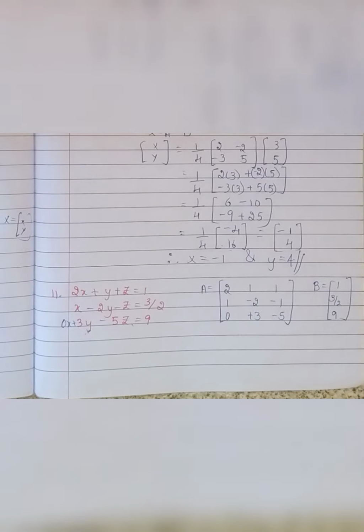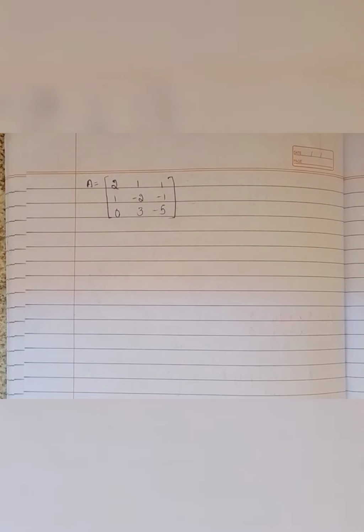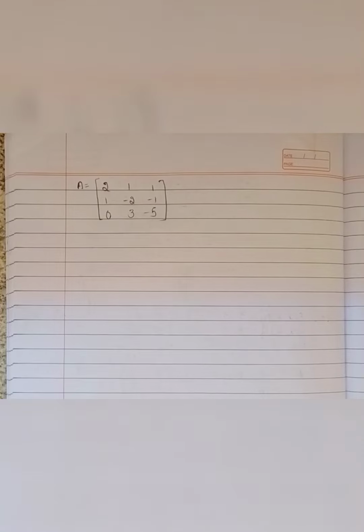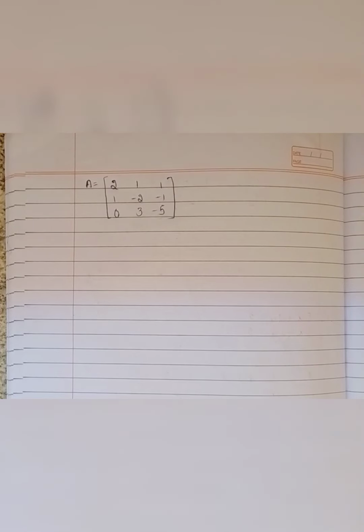And in this, I am going to teach three ways of finding the cofactor, and whichever you feel is easy, you can continue for the next problems. Okay. I have written the A matrix here: 2, 1, 1, 1, minus 2, minus 1, 0, 3, minus 5.